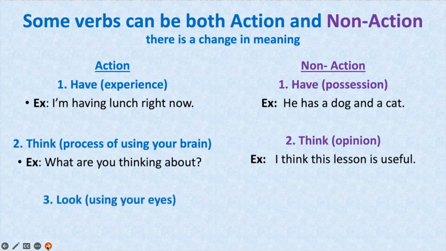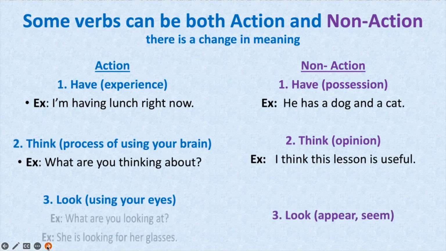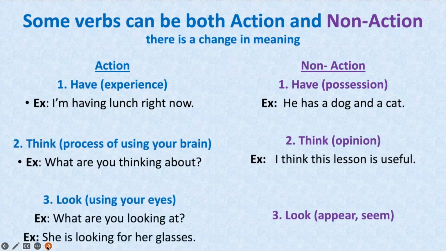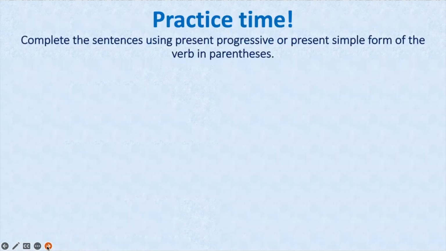And the last verb that we are going to look into is the verb look. If look means using your eyes, it's an action verb. If look means appear or seem, it's a non-action verb. For example, what are you looking at? She is looking for her glasses. In both sentences, look is an action verb. It means actively using your eyes. She looks very tired today. In this sentence, I can replace looks with the verb seems or appears. It's a non-action verb.